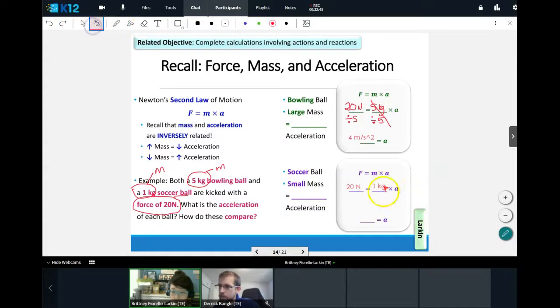So I need to do the inverse function, which we said was division. So I'm going to divide by 1 over here. And that gets rid of it on the right-hand side. But whatever I do to one side, I also need to do to the other side. So tell me in the chat, what is 20 divided by 1?